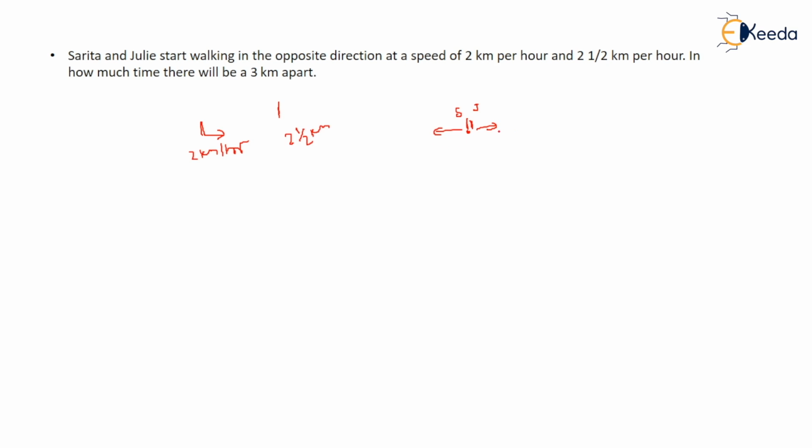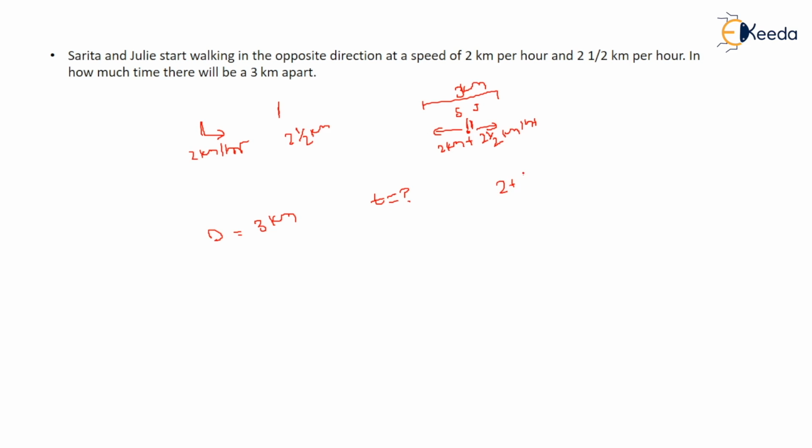She is going at a speed of 2 km per hour. She is going at a speed of 2.5 km per hour. So at what time will they be 3 km away, right? The distance between them is 3 km, and you have to find the time. So 3 km is the distance. You have the speed between them, right? And both are going in opposite directions, so in opposite directions their speeds add, right?